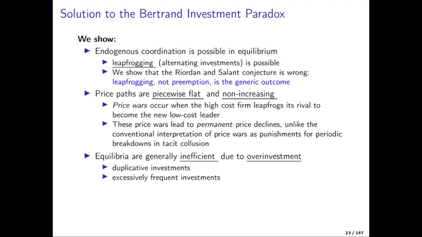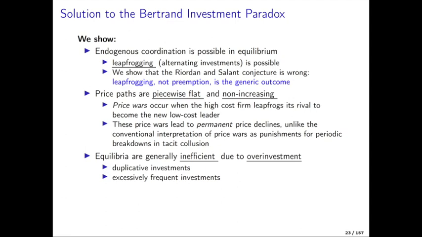Okay. We also show that Riordan and Salant's conjecture is wrong. They conjectured that leapfrogging, not preemption, is a generic outcome, and that it didn't really depend on the alternating move assumption, that it would also apply in the simultaneous move context. That turns out not to be the case. It's actually really a knife-edge result.